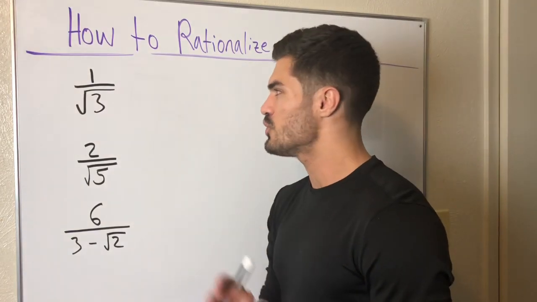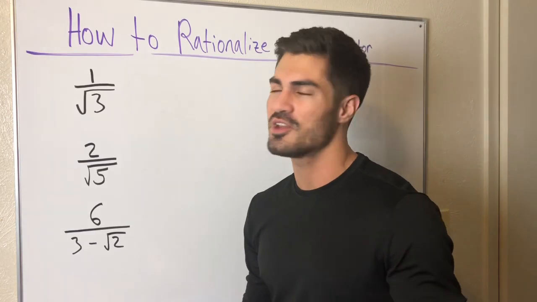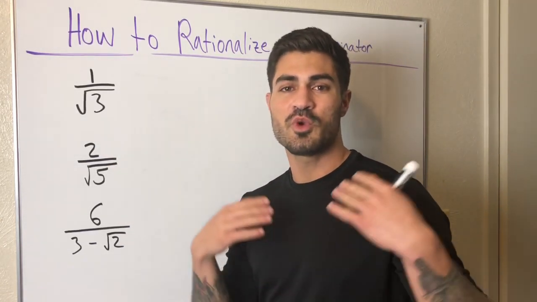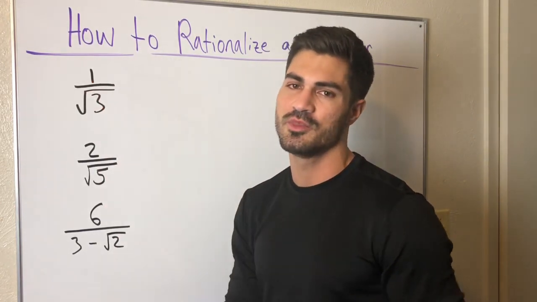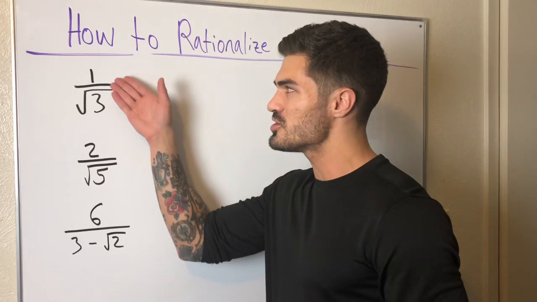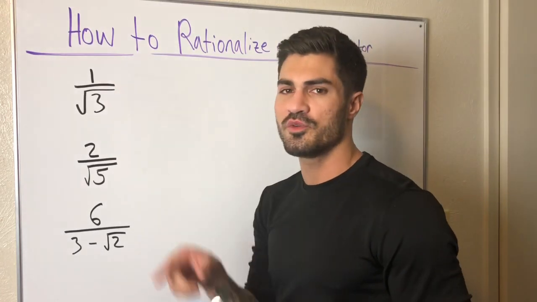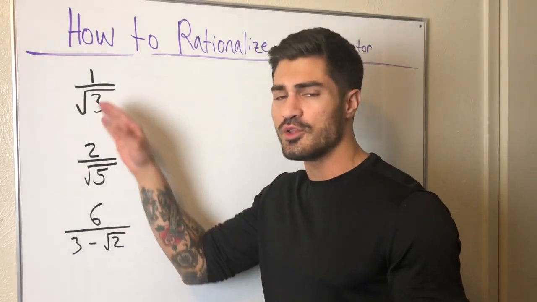Let's see, 1 over square root of 3. So how can I get rid of this radical in the denominator? And you may think, okay, to get rid of a square root, I can square, right? To reverse the square root, I can square this. So what if I square top and bottom? Well, the problem with that is if you square top and bottom, you're actually multiplying by 1 over square root of 3. But we can't do that. We can't change the value of this. So we want to keep the value of this the same.